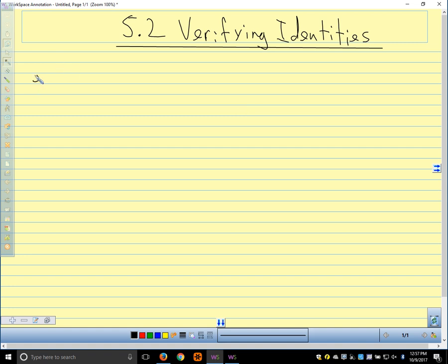So I want to start by writing, we're going to do a few examples. All of these examples we're verifying. So I'm going to say sine squared x minus 1 over sine squared x equals negative cotangent squared x. So we want to verify that this is true.